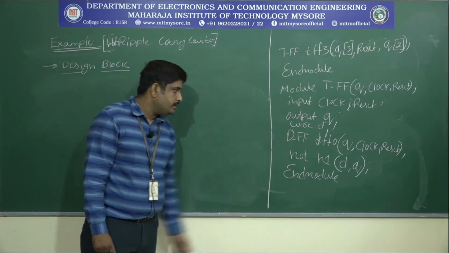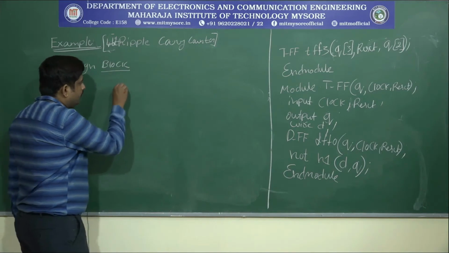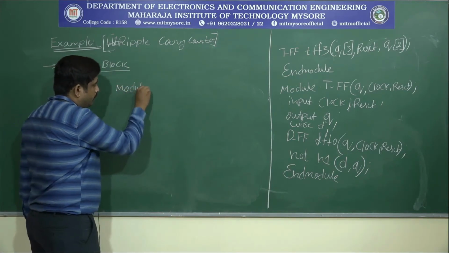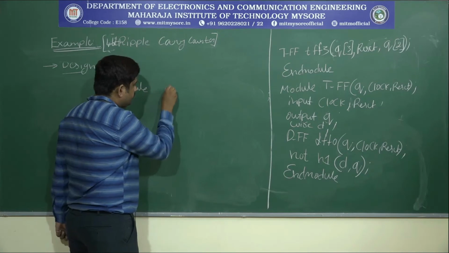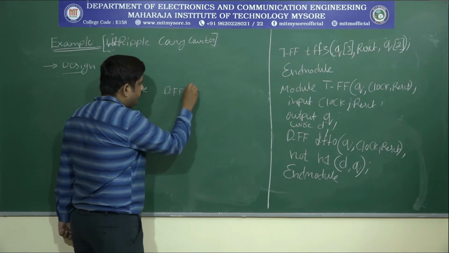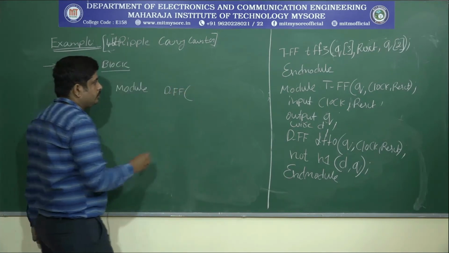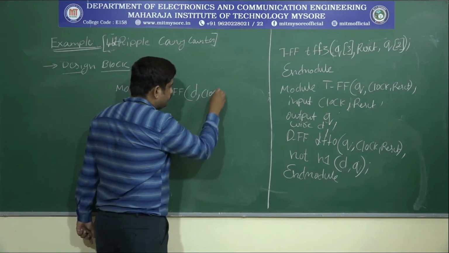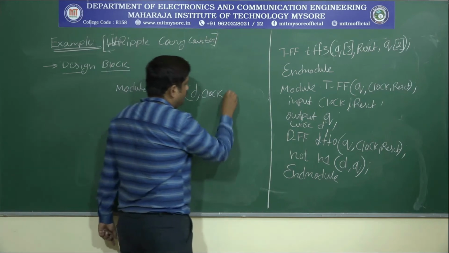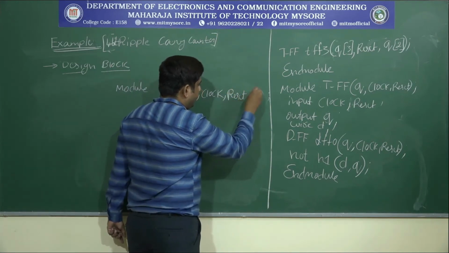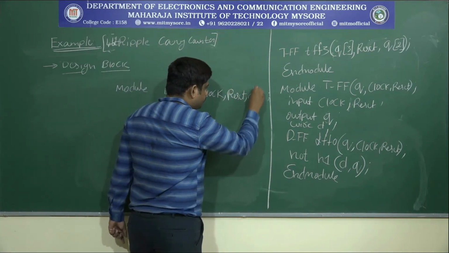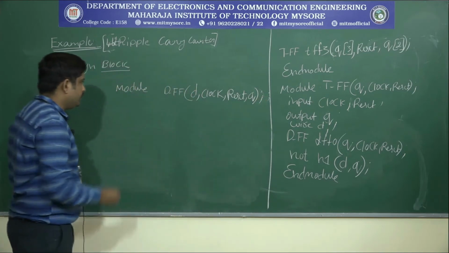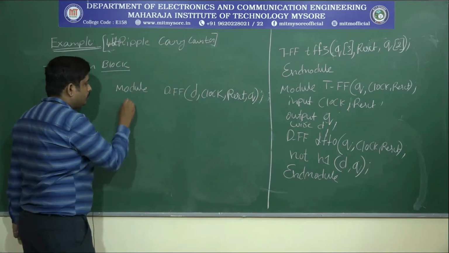So we have to write module, name of the instance, that is D underscore FF. We have to declare inputs and outputs: D, then clock, then reset, Q. So next we have to declare the inputs and outputs.